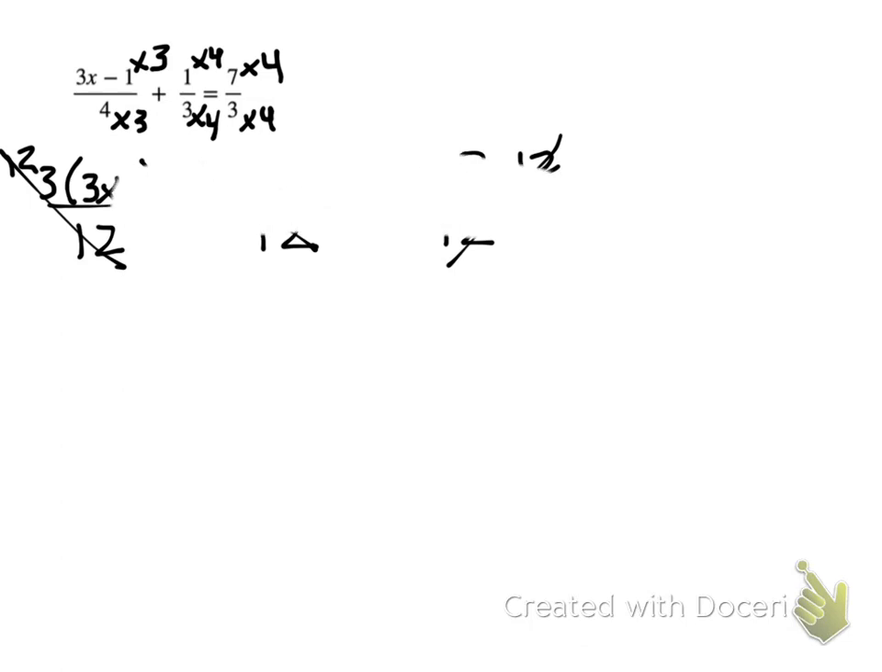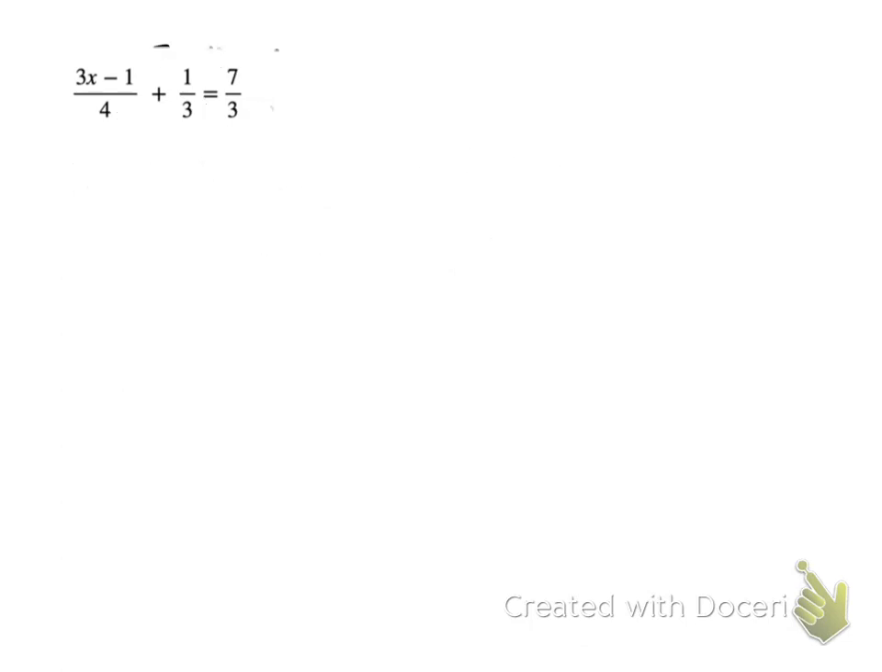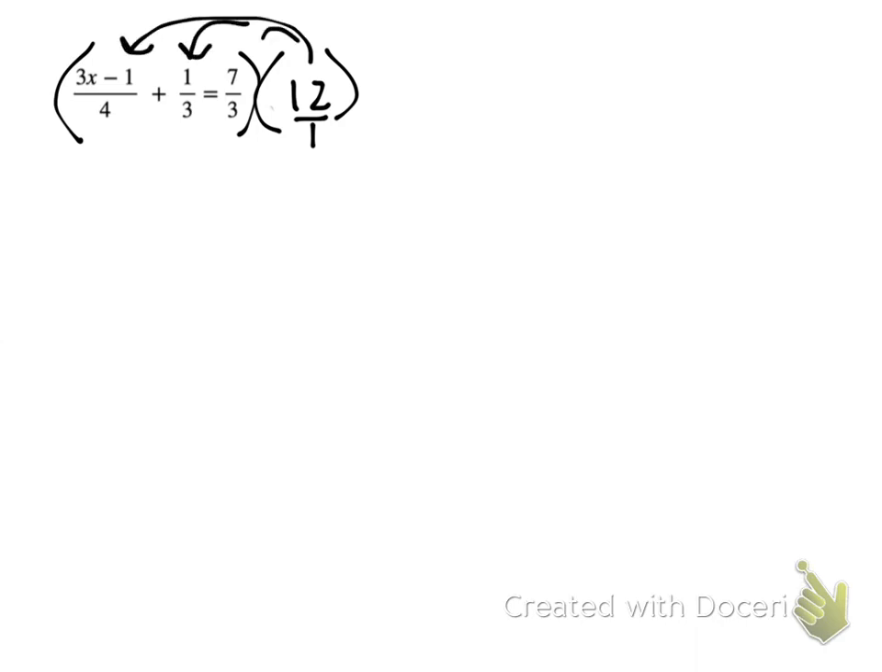Now, there are some students who that just makes perfect sense to in their minds, and they don't need to go through all that work, because what you can do is say, oh, well, I know 4 and 3 can both go into 12, so I'm just going to multiply this whole equation by 12, or 12 over 1, you could write it like that. And I know I'm going to multiply this by every part, and when I multiply this first one by 12, the 4 is going to cancel, and this 12 is going to become a 3. And I'm going to multiply 3 by 3x minus 1.